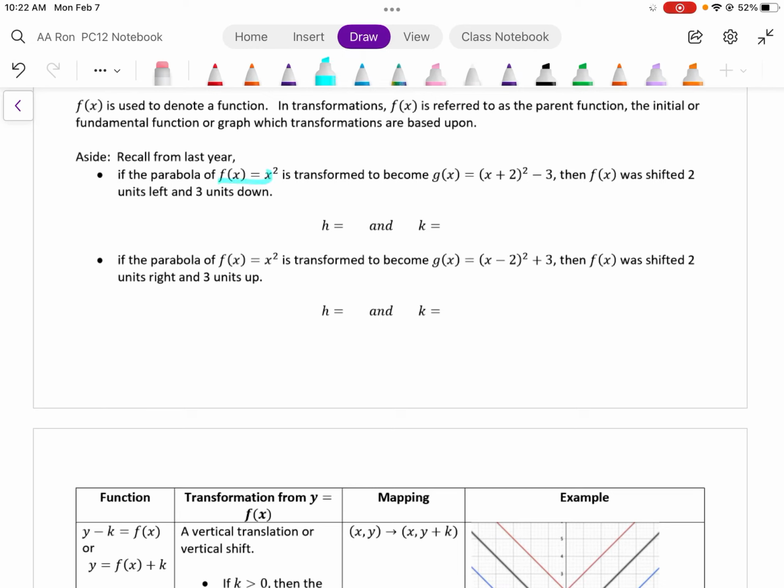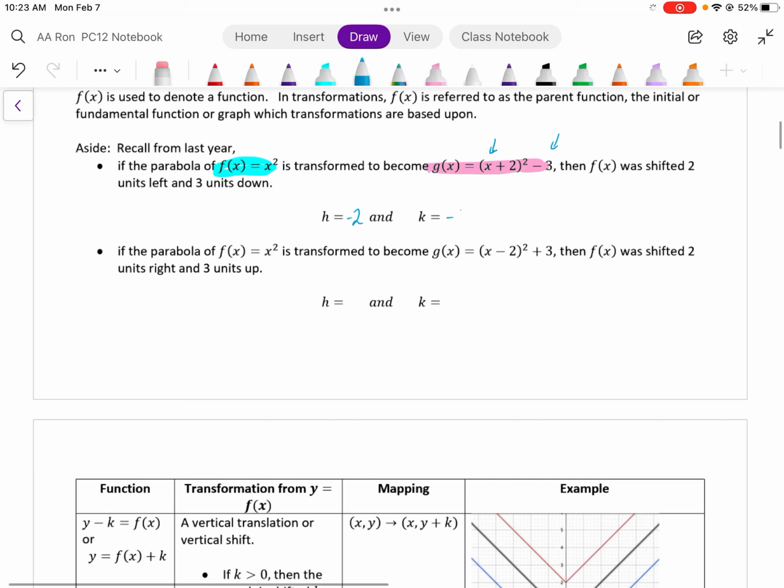That is, I start off with f of x and I transform it to become g of x. So in order for f of x to become g of x, we need to shift this over 2 units to the left, 3 units down. What we're able to see is that h is negative 2 in g of x. K is going to be negative 3. Now recall from quadratics, whatever is in the brackets was often opposite of what you thought it would be.